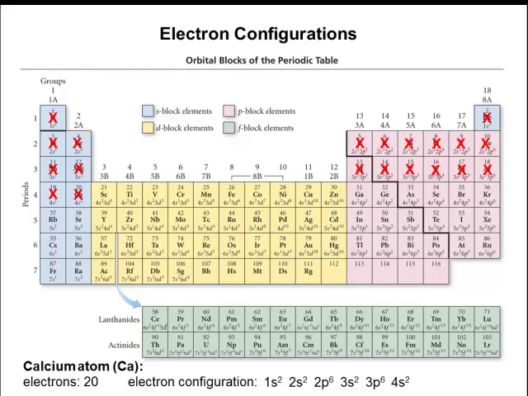All right, so using the periodic table is actually going to be a quicker way to write out these electron configurations if you know how to read the periodic table properly. Okay, let's look at another example of this.